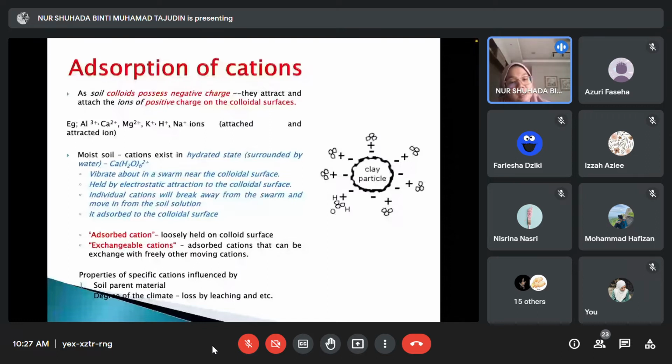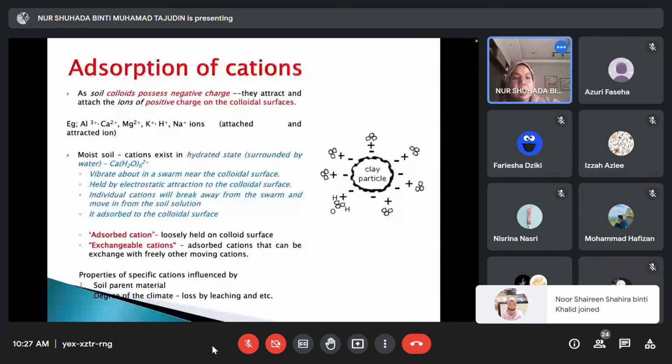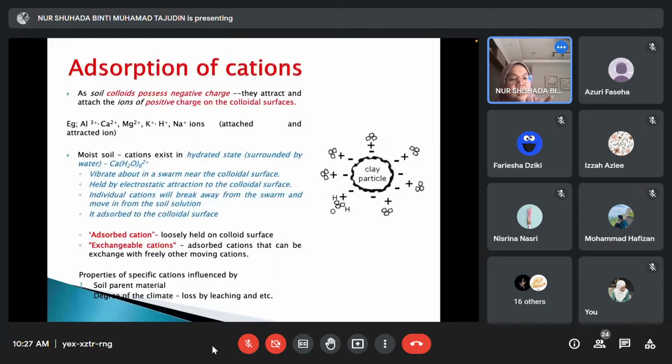Okay, so adsorbed cation, what is adsorbed cation? It is loosely held on a colloid surface. That is adsorbed cation. This is just the term that you have to understand. However, exchangeable cation is adsorbed cations that can be exchanged freely with other moving cations. That's why the exchangeable cation is the most important, because it determines how the soil can release or maintain the nutrients inside one space, so they are available for the plants.